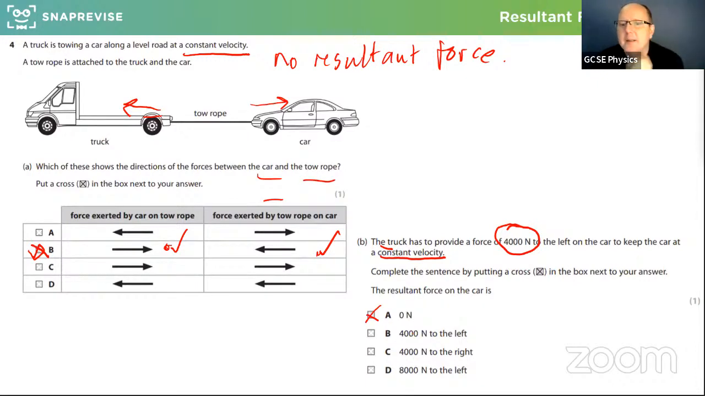Is that okay? Any questions on that, just pop them up again and I'll come back to it. Okay, so that's resultant forces. Let's now have a look at free body diagrams.